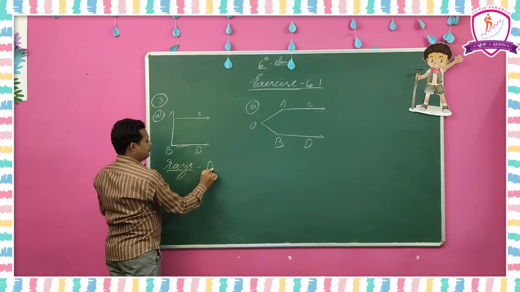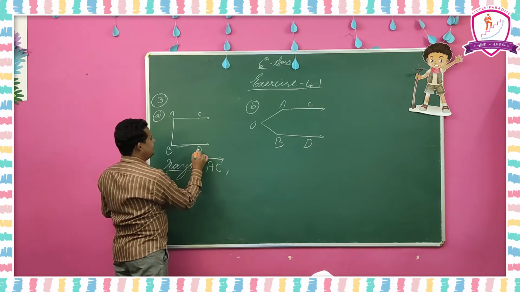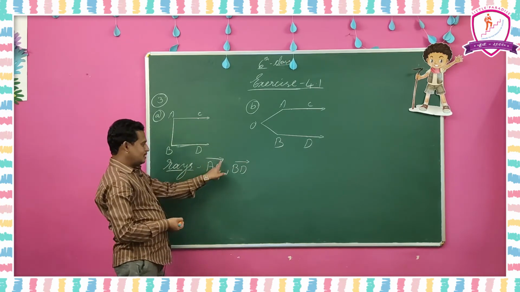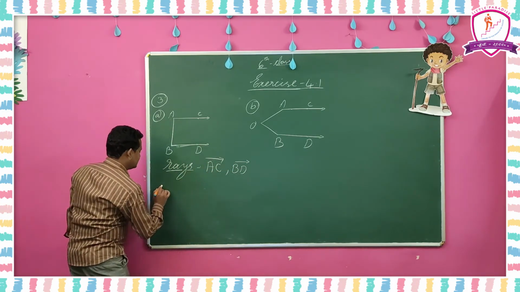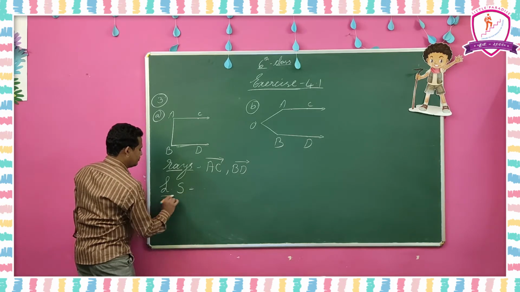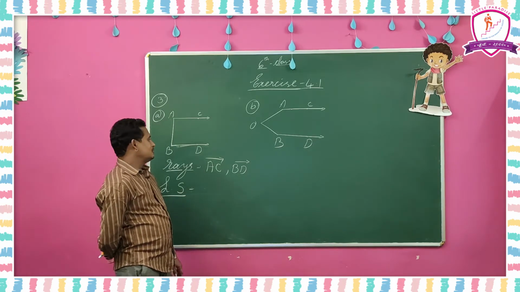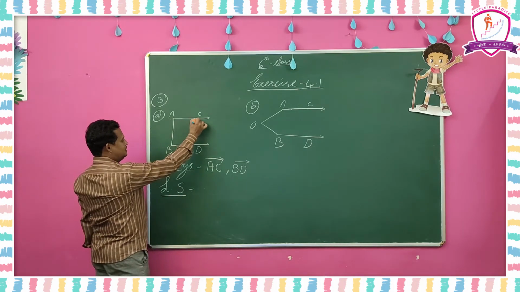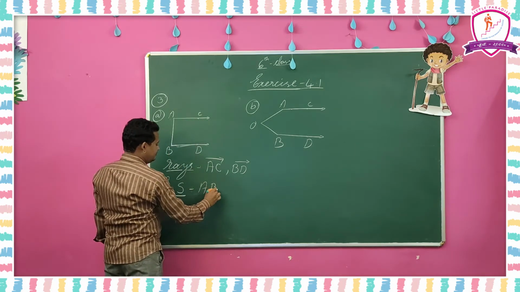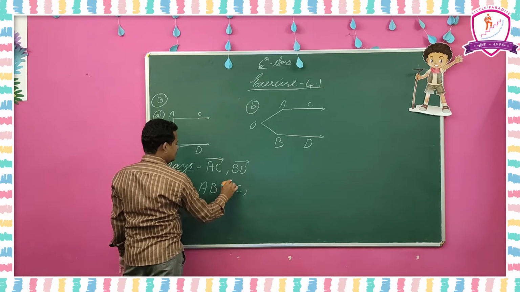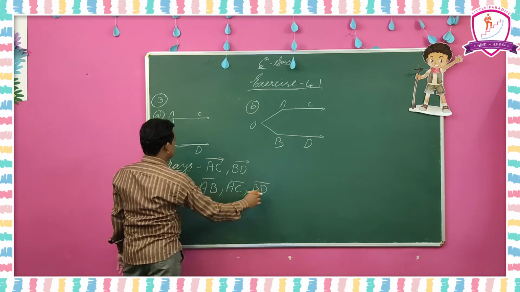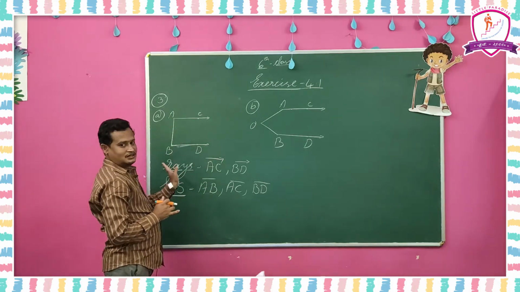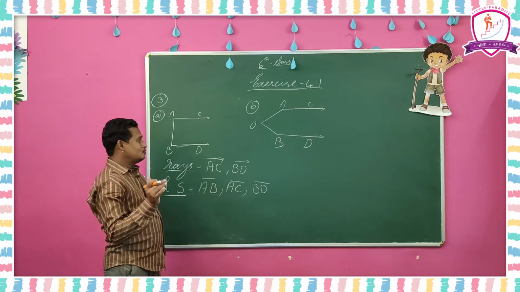AC is a ray, comma, BD also a ray. We must indicate with the symbol like this. Okay, don't forget. Line segment. How many line segments are there in this given figure? AB, AC, BD. AB, AC and BD. These three are the line segments. So here 3 line segments are there and 2 rays also.